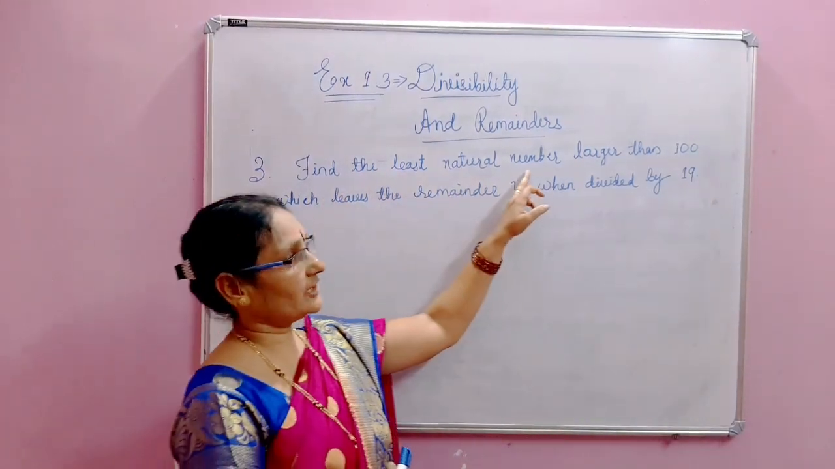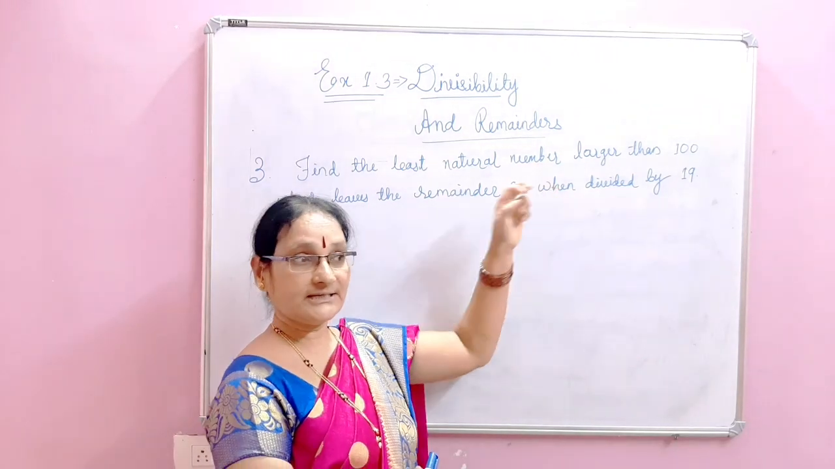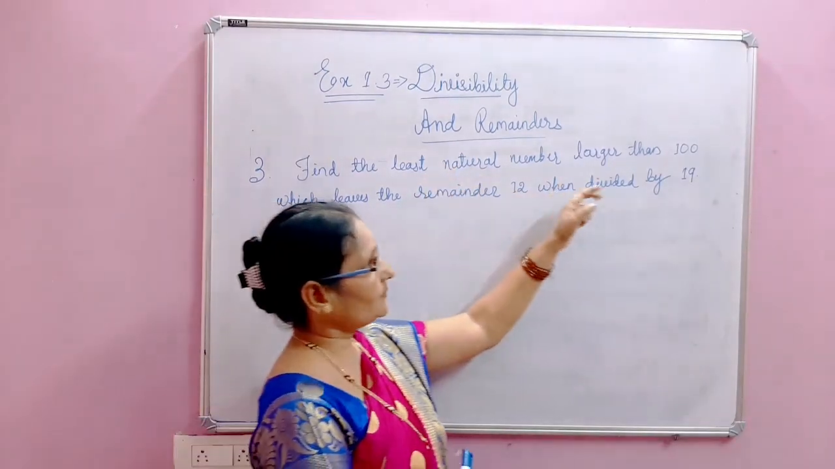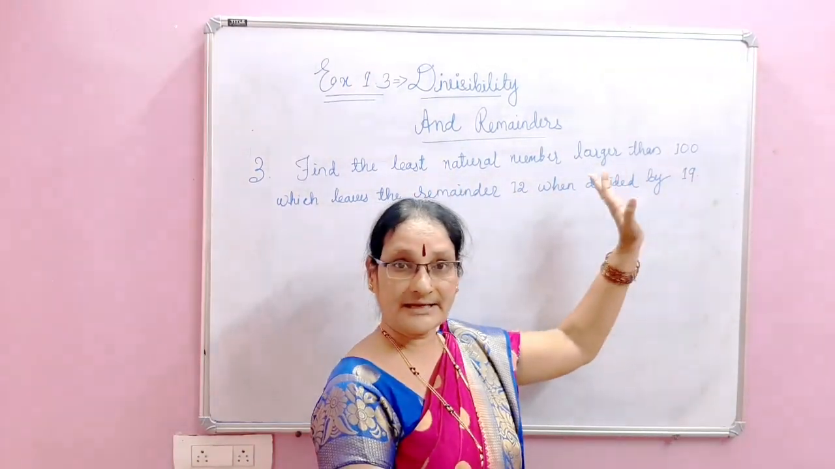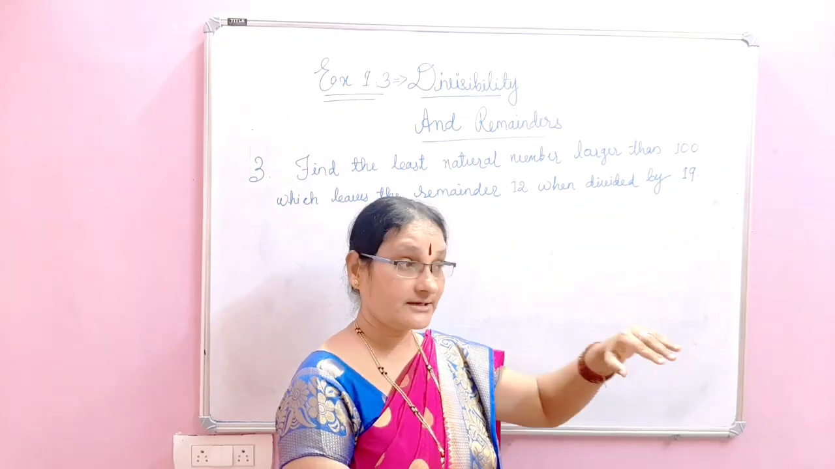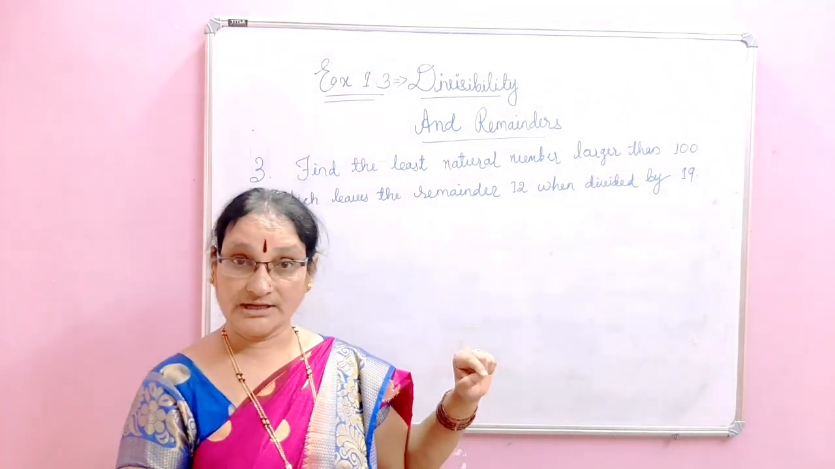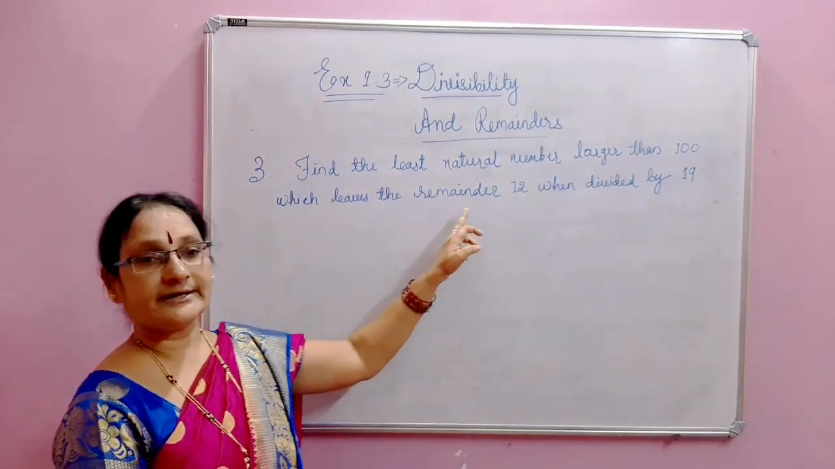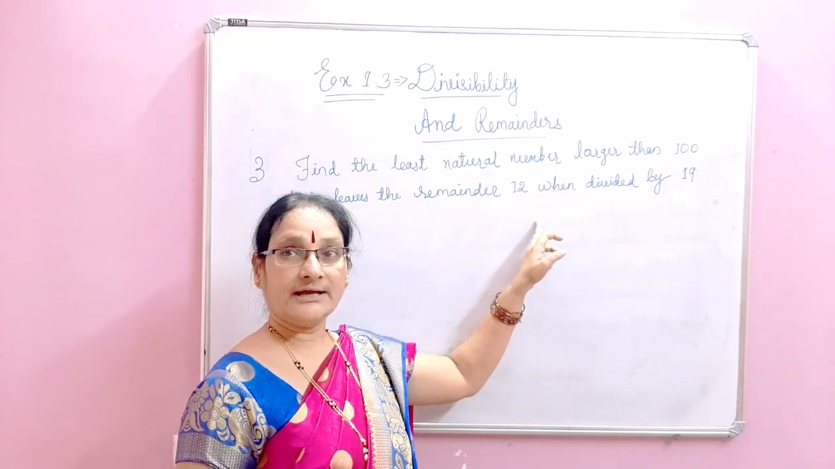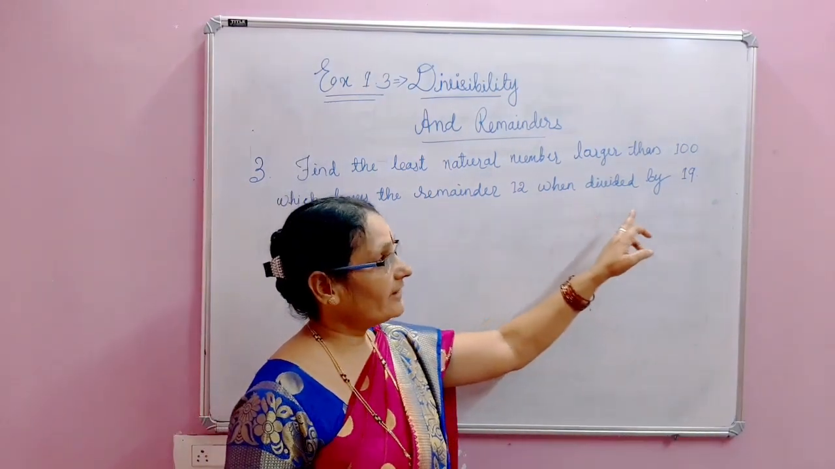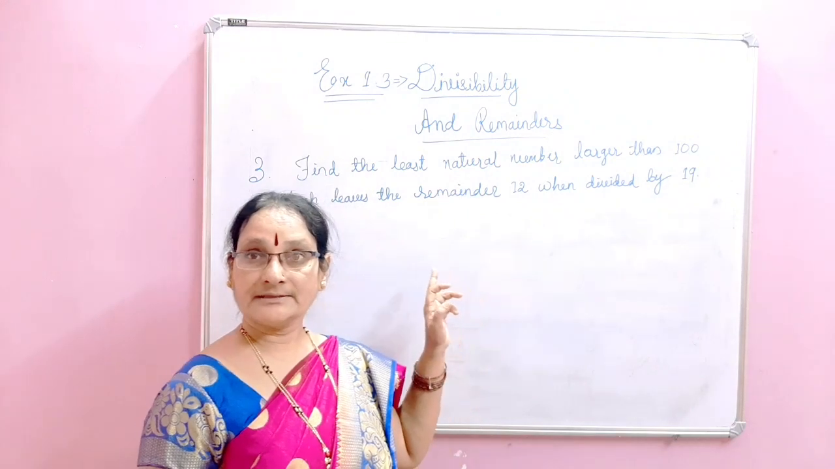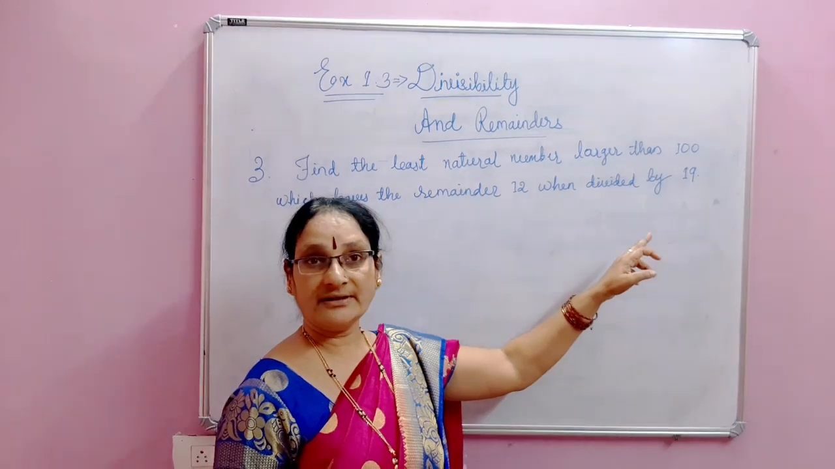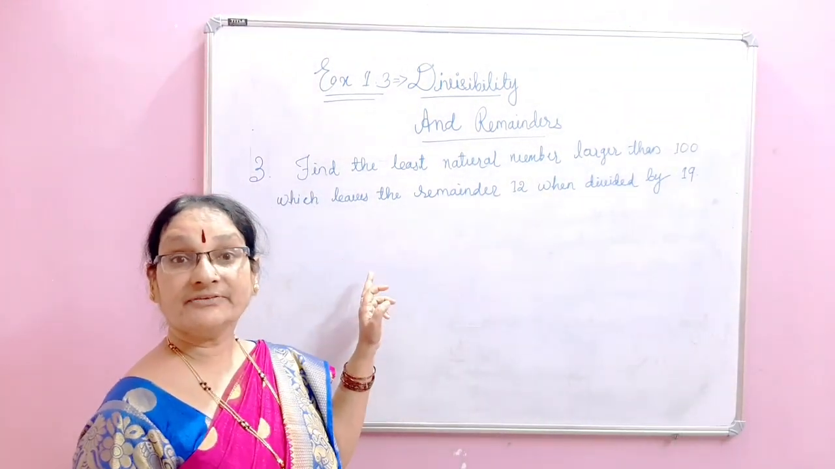Find the least natural number. One number we have to find out. How should it be? Larger than 100. The number we are finding is larger than 100, which leaves the remainder 12 when divided by 19. That means here the remainder is given, the divisor is given. We have to find out the dividend.